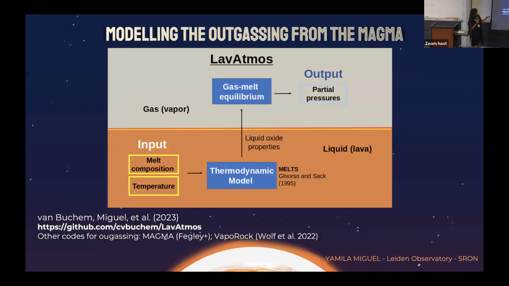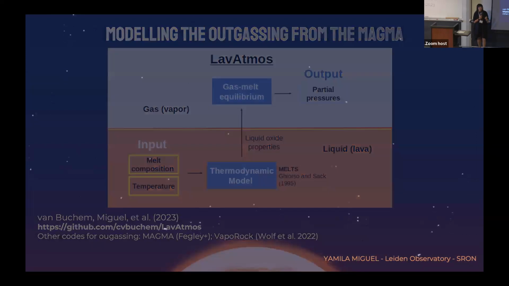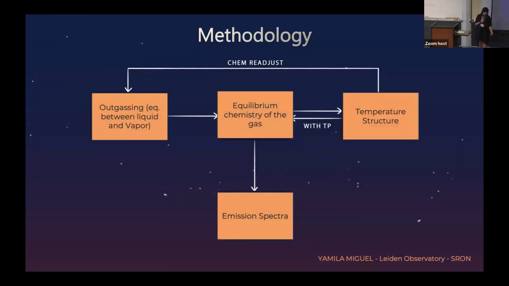What these codes do is basically calculate this outgassing by calculating the chemical equilibrium between the molten material and the gases that are being outgassed. Of course, this is just the zeroth step, because after those gases come out, we need to know what is happening with them. Are they reacting with each other and forming new species? What happens with the temperature structure in that atmosphere? And ultimately, we want to model the spectra that we might be able to observe. So these are the steps shown here. First is to calculate the outgassing, and once we have it, to calculate the chemistry in the atmosphere and the temperature structure.